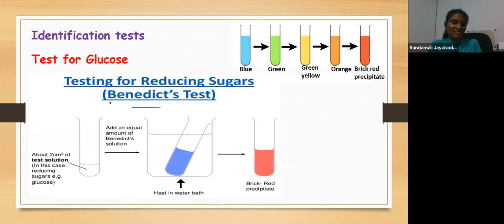2 cubic centimeters, that means 2 milliliters of that we are taking. After taking that, we add an equal amount of Benedict solution. We are adding Benedict solution. It is blue in color at the beginning, so it is blue.